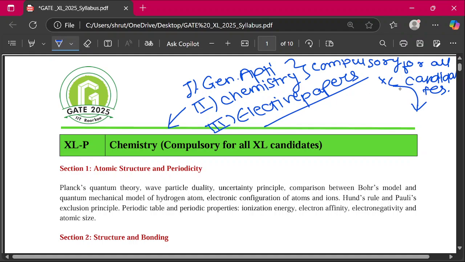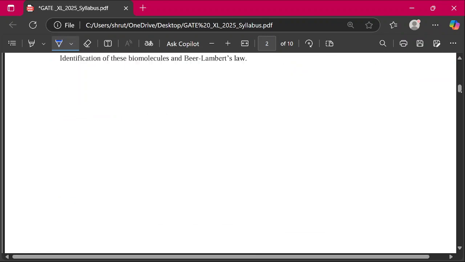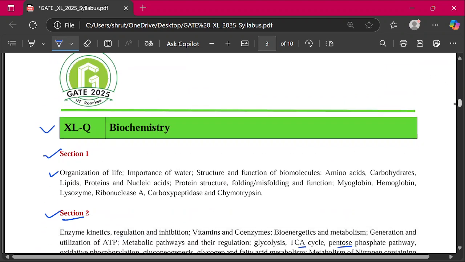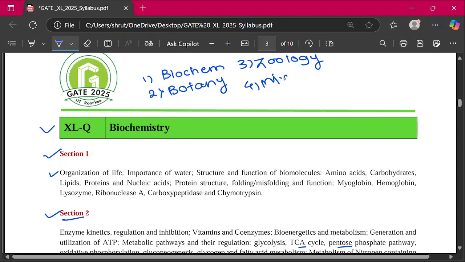And the elective papers, which we have discussed, include biochemistry, botany, zoology, microbiology, and food technology. So these are the elective subjects.